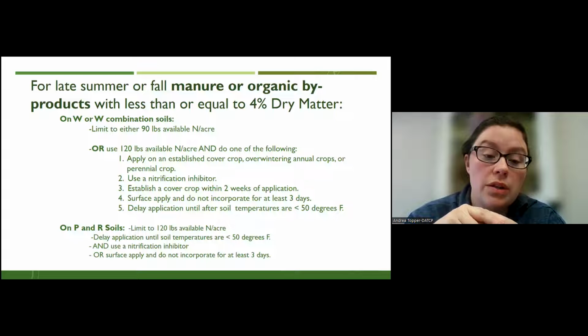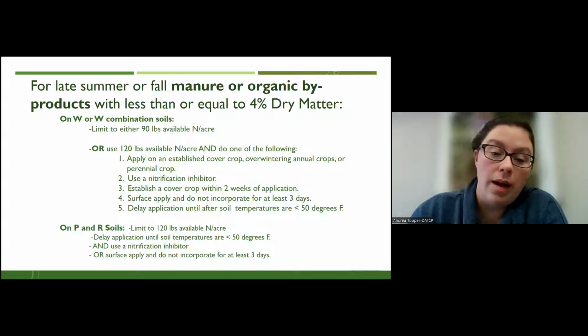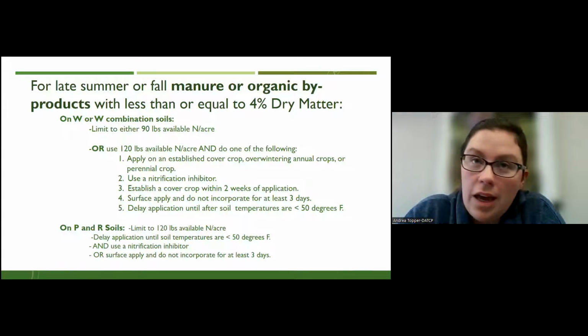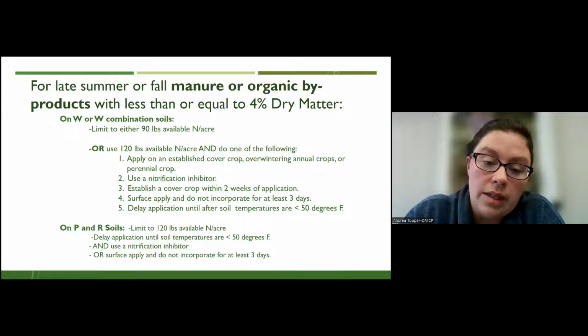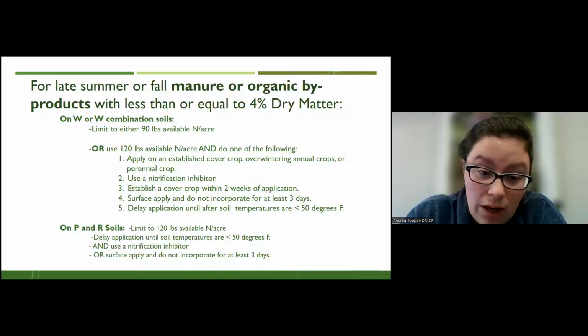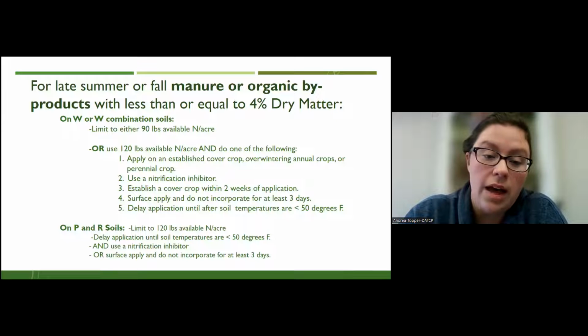On P&R soils, limit applications to 120 pounds of available N. Delay applications again until soil temps are less than 50 degrees. We want to make sure that we're going to either use a nitrification inhibitor or surface apply and then not incorporate for at least 3 days. Okay.